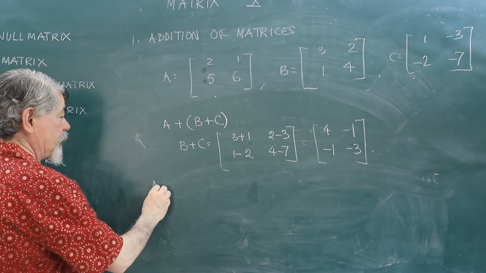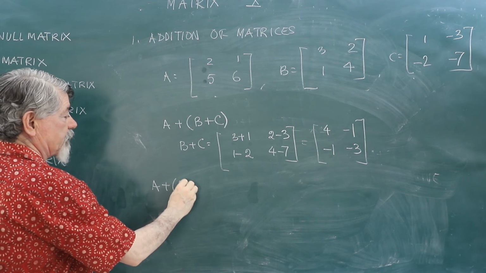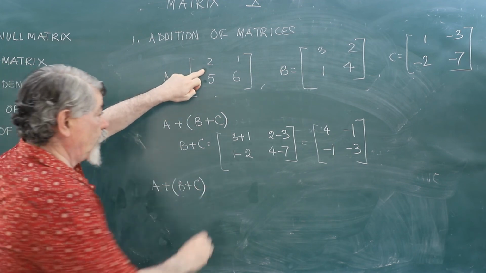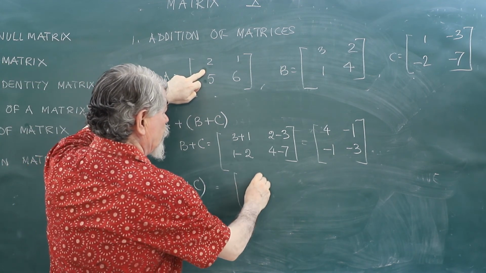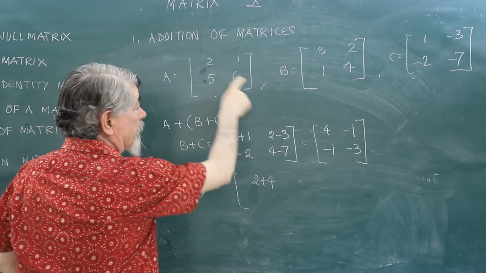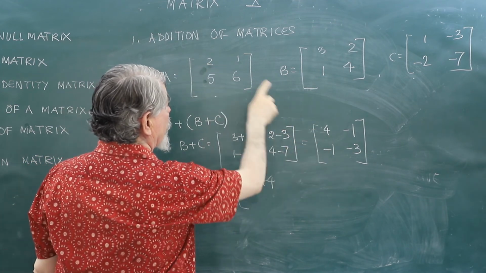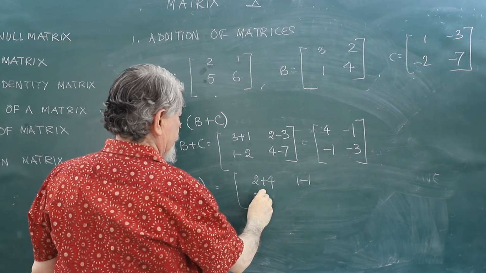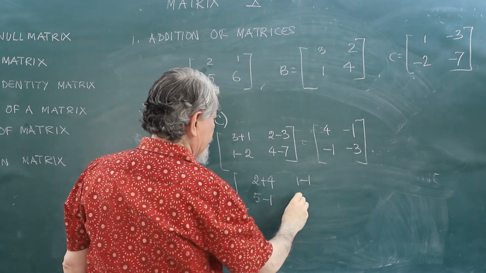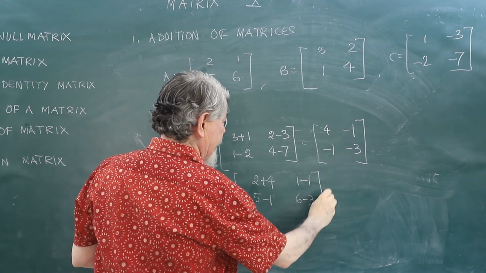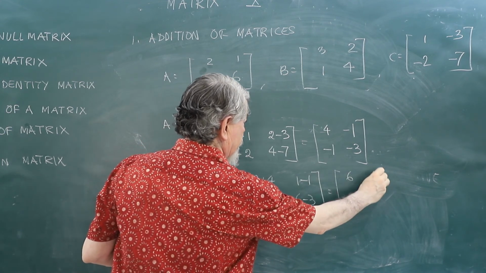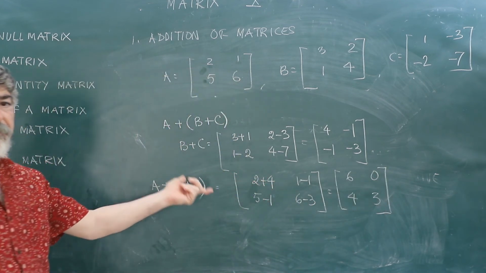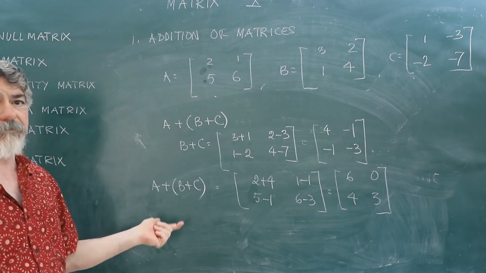Now let me add A to this, A plus (B plus C). So what will it become? A means 2 plus 4, A is here and B plus C is here. 2 plus 4, 1 minus 1, 5 minus 1, and 6 minus 3. So what do I get? I get 6, 0, 4, and 3. This is A plus (B plus C).